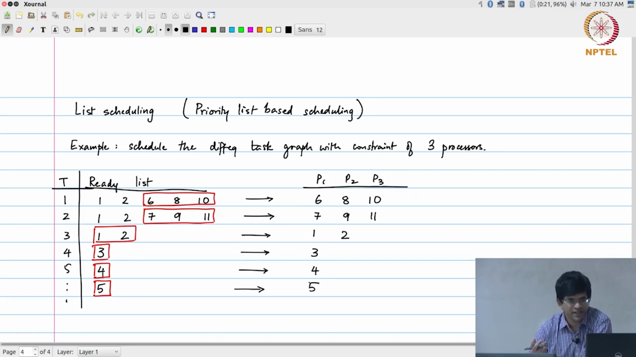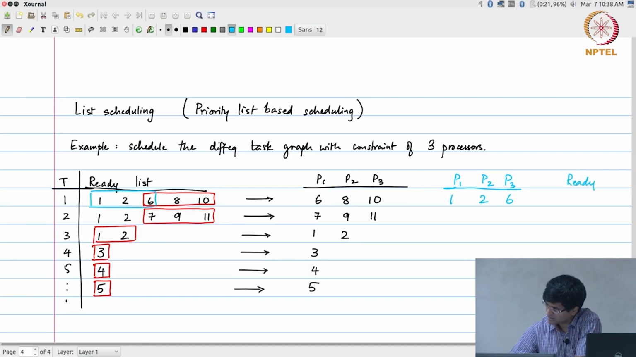Obviously, this was not a very good schedule, but fixing it is also, in this case at least, very trivial. I could have just changed it around and said, if I chose another scheduling set, then I would have ended up with something like this. In step 1, I would have got 1, 2 and 6, and I need to get the ready list over here. So, to start with 1, 2, 6, 8, 10 would be ready.